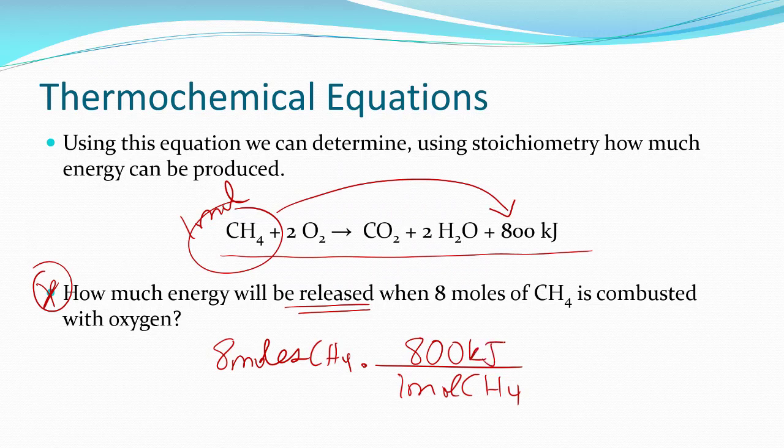To show that it's being released, here's the key, we have to make this negative. You're going, why negative? Because we're losing energy. So if you do the math, the moles of CH4 cancel out. We end up with a value of negative 6,400 kilojoules. This math should look vaguely familiar. This is very similar to stoichiometry. Let's try another one. Let's try the hardest one I could possibly give you. Oh no, sorry. Second hardest.